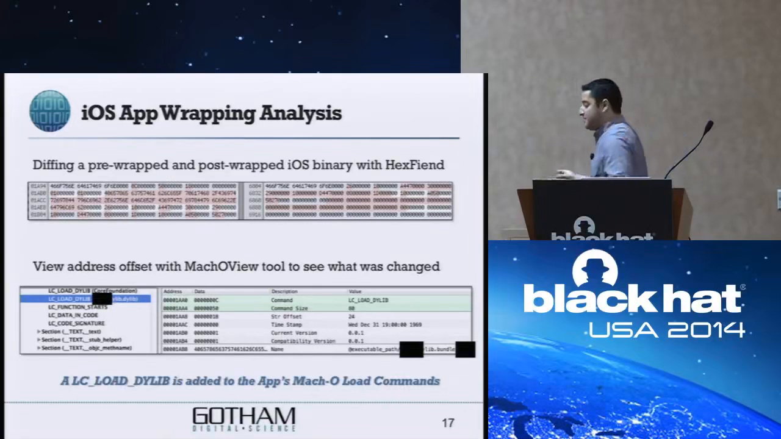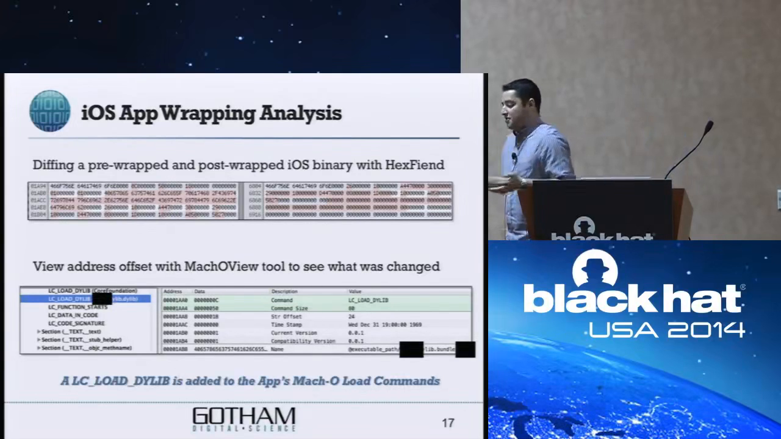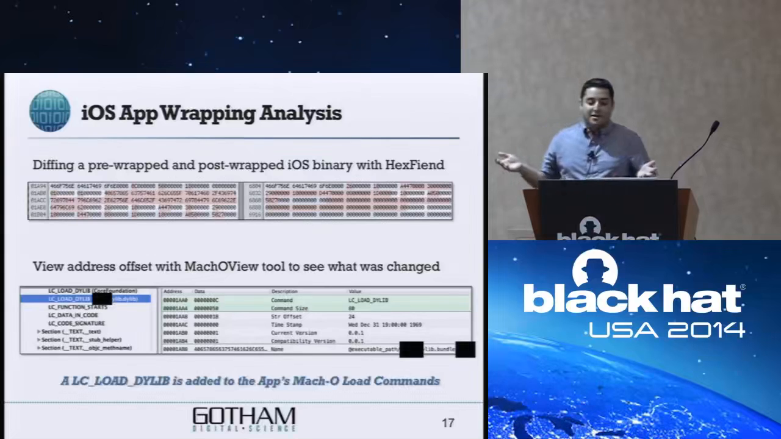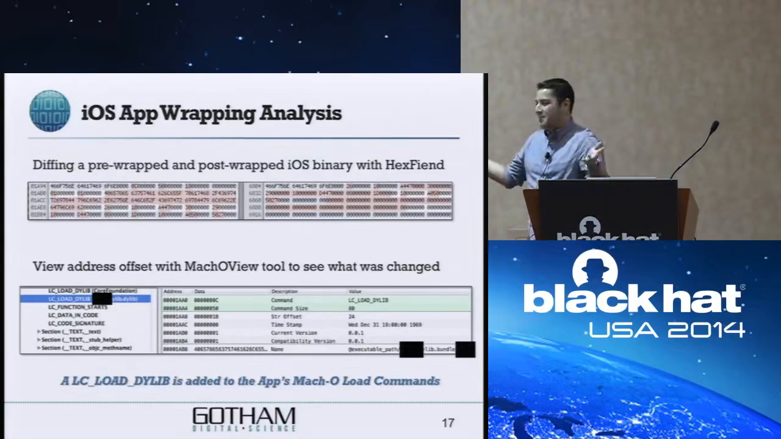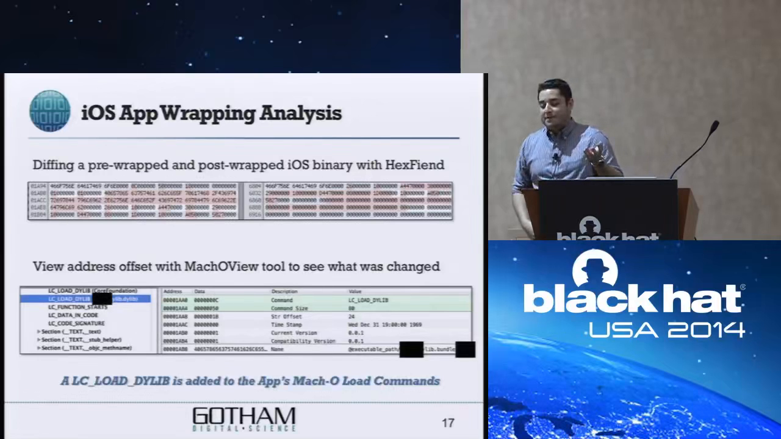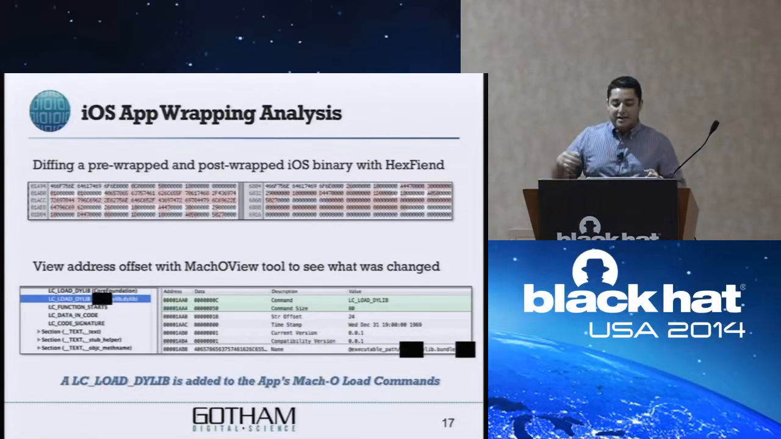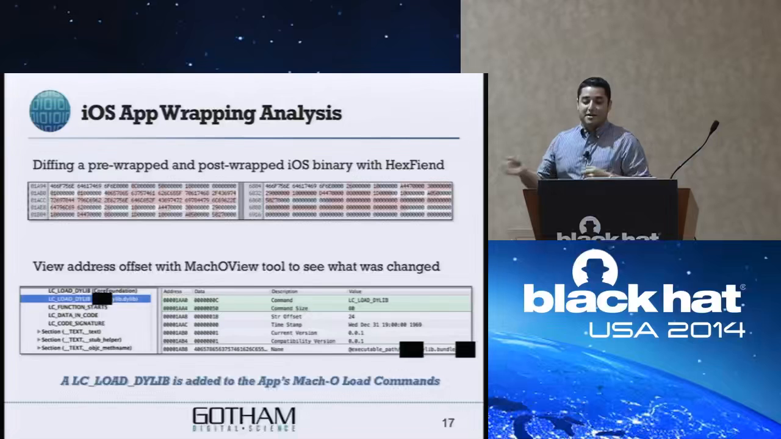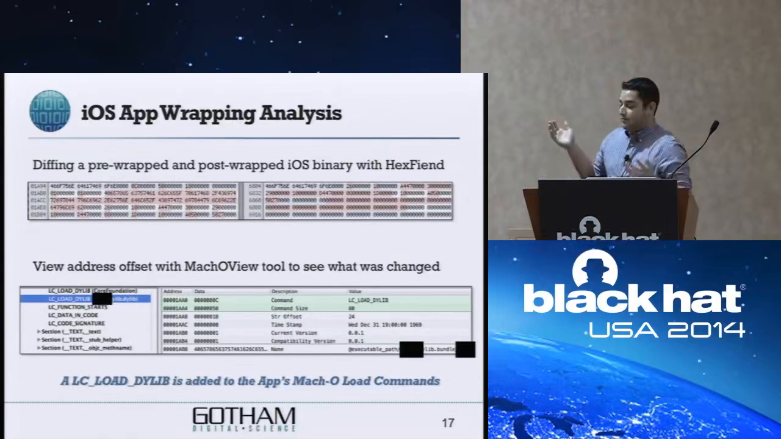So what's the first step when you're trying to determine what changed? Let's say something got patched. You obviously get the pre-patched executable and the post-patched executable, diff them, and you know where to start looking, right? So I did the same thing. I got a pre-wrapped IPA file and a post-wrapped IPA file, and then unzipped them, compared the executable, and diffed them.